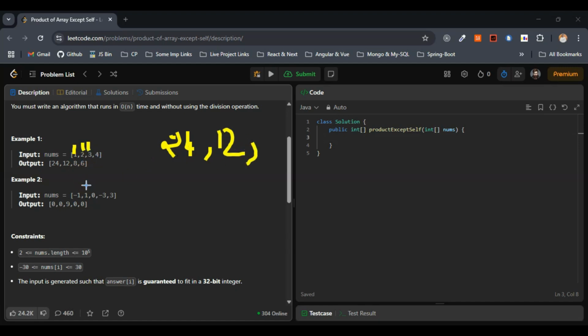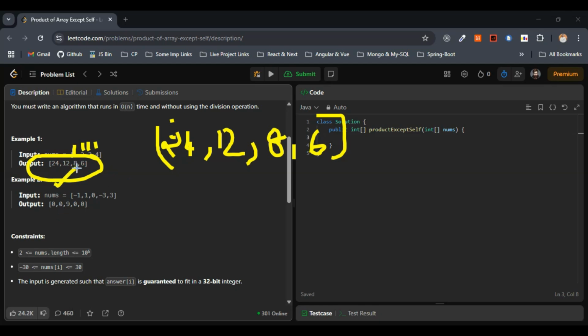Next we will exclude 3, so we multiply 1 into 2 into 4, which is 8. Then we exclude 4: it will be 1 into 2 into 3, which is 6. So the output we got is 24, 12, 8, 6. That's what they have shown, excluding the number we are considering, multiplying all the others, and displaying the values in the array.